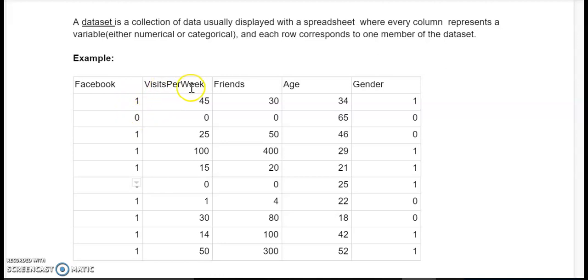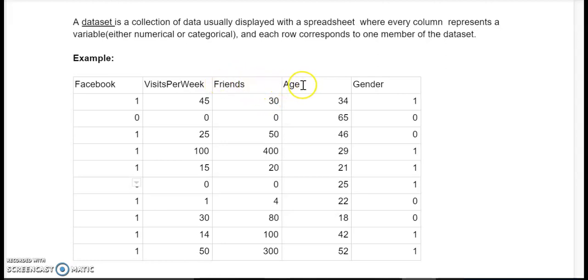The visits per week, well, if you ask the person how many times you visit Facebook per week, the answer would be a number, so therefore it's numerical. But the visits per week would be countable. You could count the number of visits. Therefore, it would be a discrete variable. And number of Facebook friends here. If you ask the person how many Facebook friends do you have, that also would be discrete, because you can count how many friends they have.